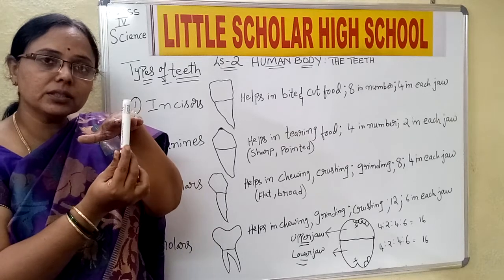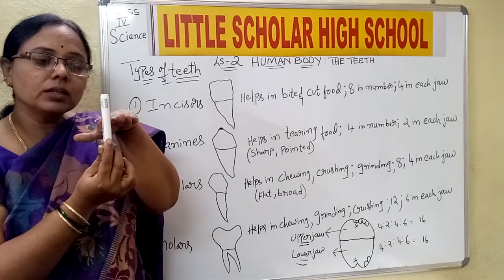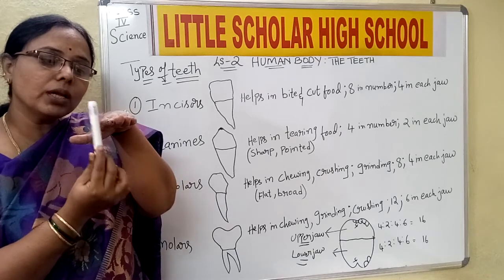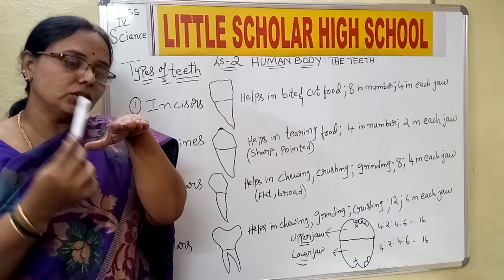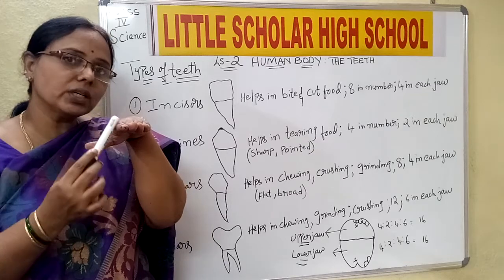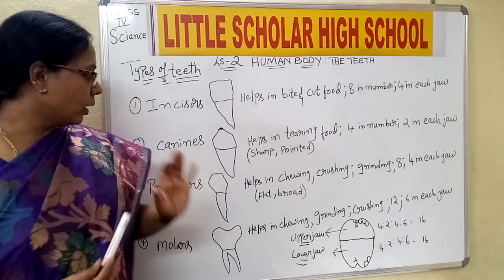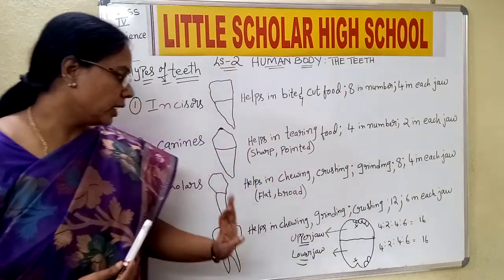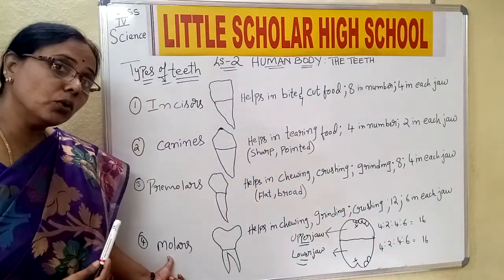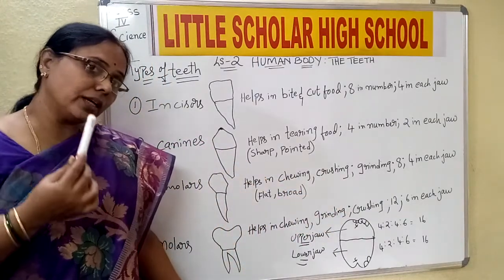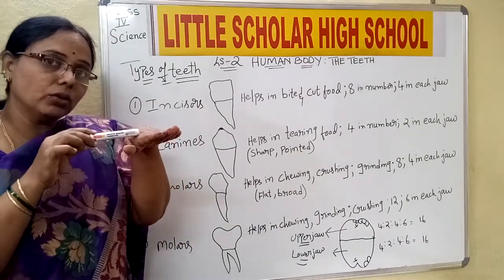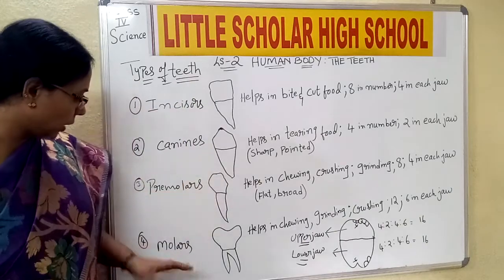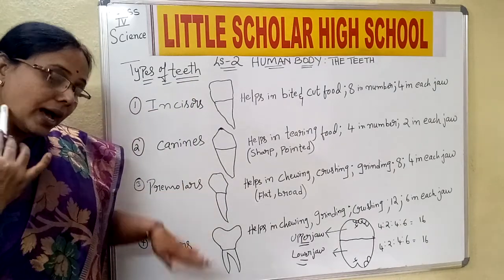That means incisors are the ones which are visible. Canines are the ones which are a little to the side, and premolars and molars are toward the inner side of the jaw, which are not visible. Okay, now this is about the premolars. Are you understanding, children? Now the next one is what? The molars. Molars are the last ones inside, which you cannot see until and unless you open the mouth and look into it. Then molars are the last ones.